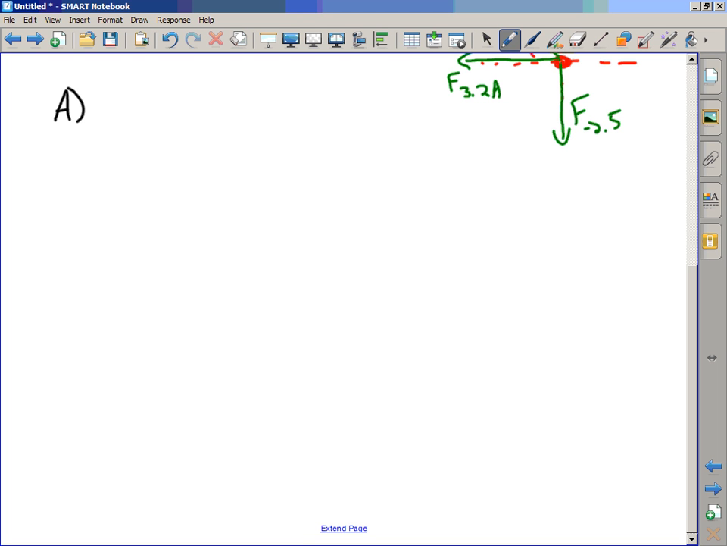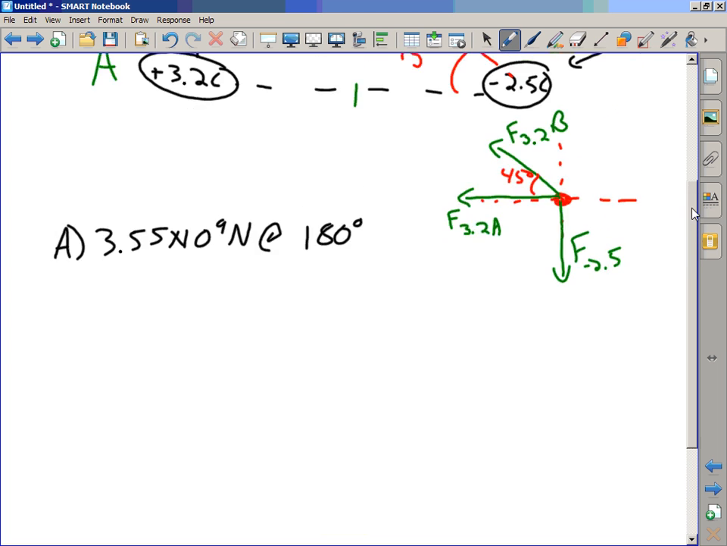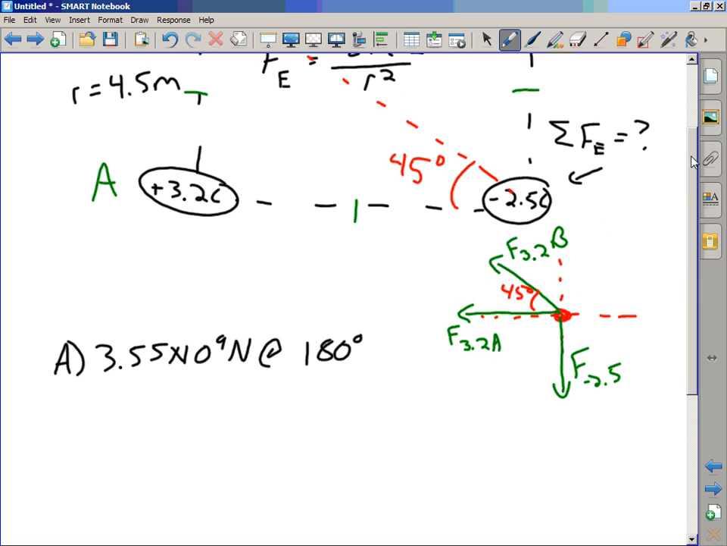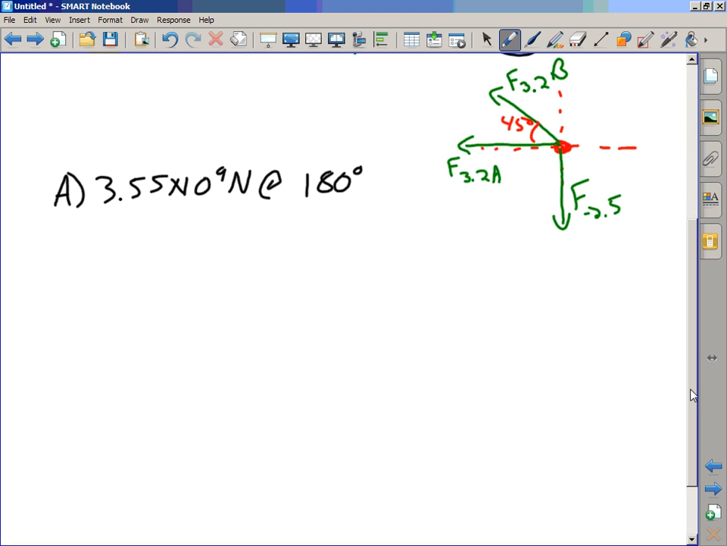What I have labeled as A up there, we got 3.55 times 10 to the 9th newtons, and that's at 180 degrees. All right, let's come back up and look at it and double check, right? A pulling at 180 degrees. Now B, we've got a few problems on here. So let's actually plug the numbers through and work it out.